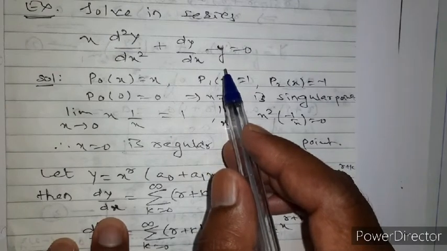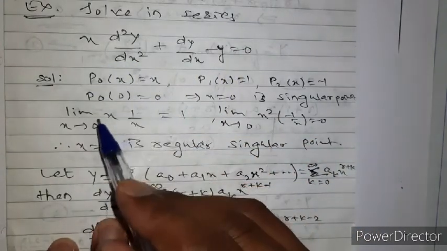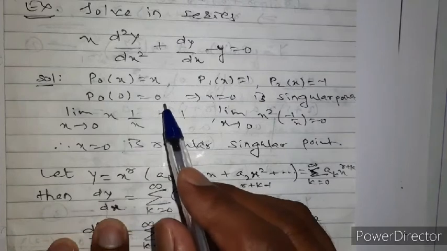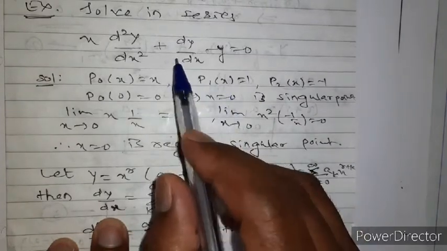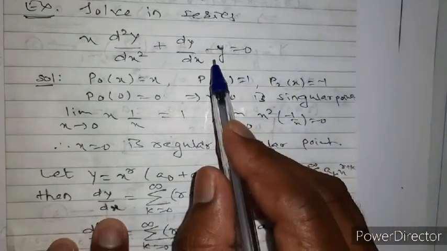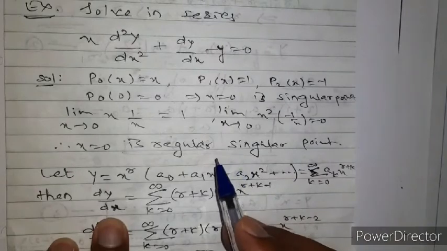For that we require P0. P0 of x is equal to x. If I put x equal to 0, I get P0 of 0 is 0. Now, if you see here, P1 of x is 1 and P2 of x is minus 1. Okay. Now check whether this singular point is a regular singular point or not.